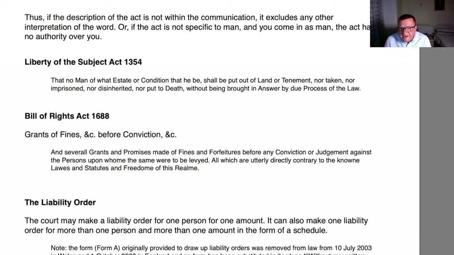So in relation to fines, and several grants and promises made of fines and forfeitures before any conviction or judgment against the persons upon whom the same were to be levied, all which are utterly and directly contrary to the known laws and statutes and freedom of this realm. That's England, okay? Not UK, not Great Britain, England specific, which is also Wales, okay?